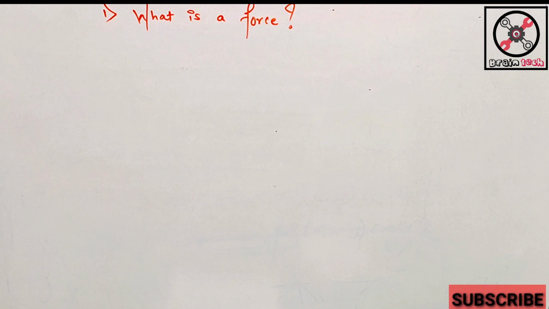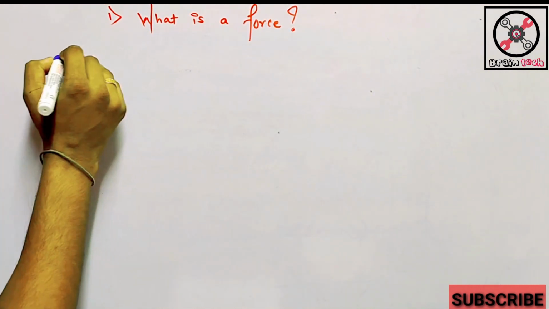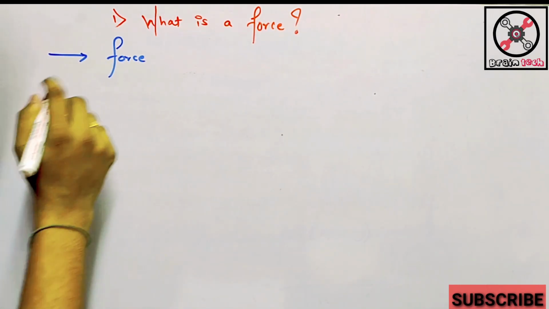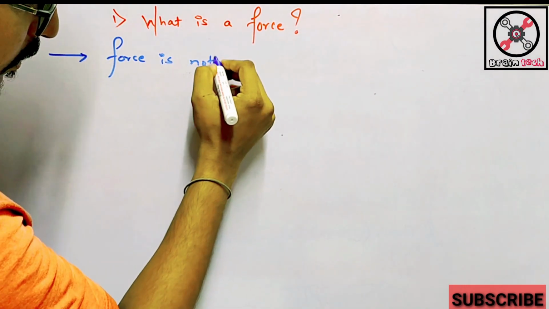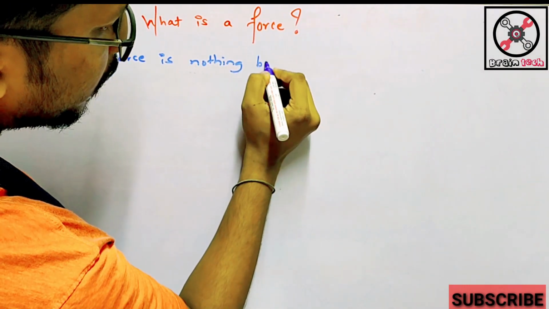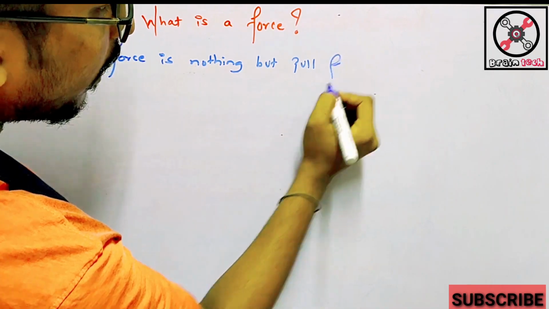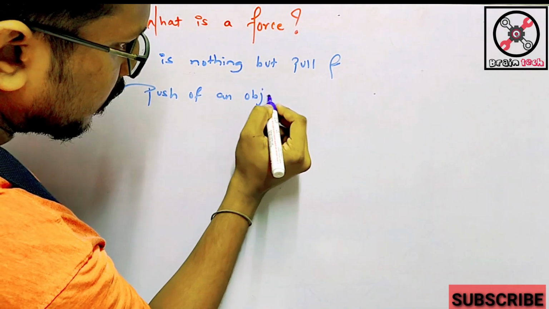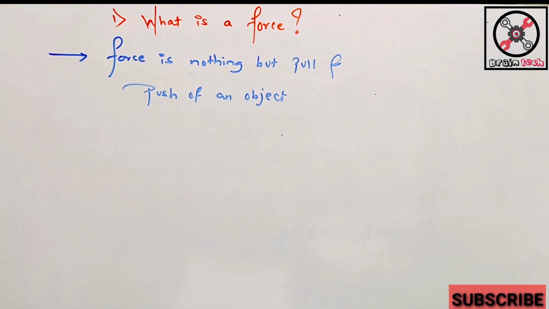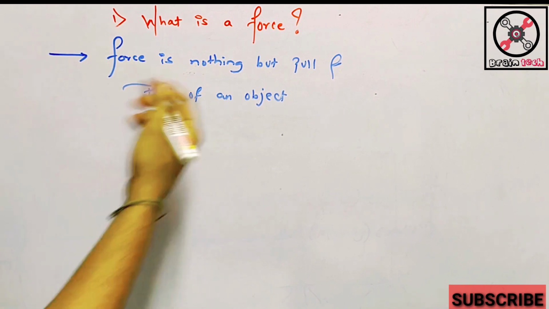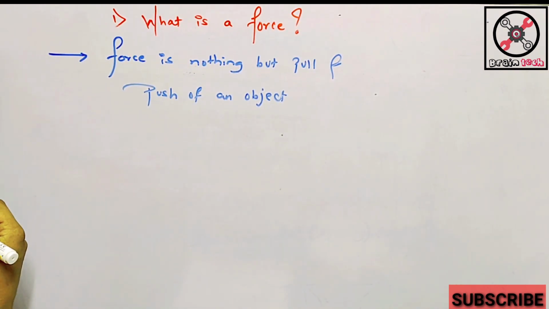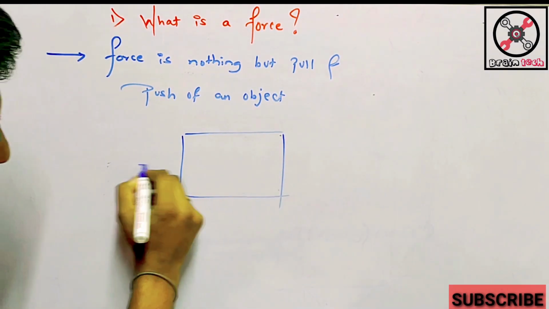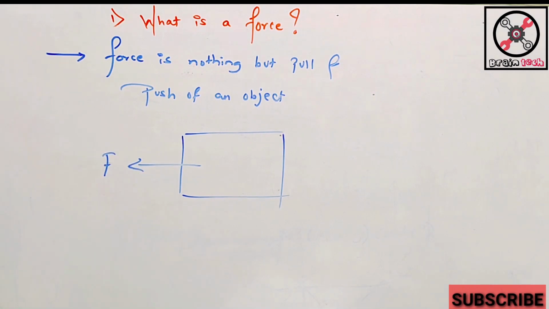What is a force? In simple, force is nothing but pull and push of an object. Let us understand the definition with the help of an example. Here is a block. Block is applied with a force F.